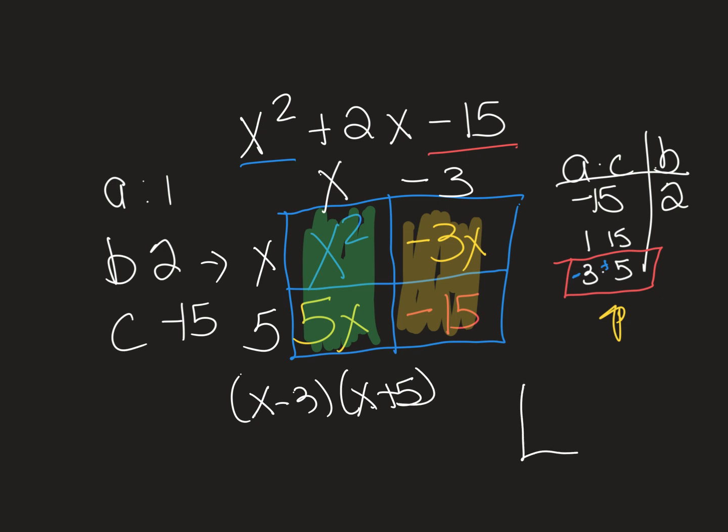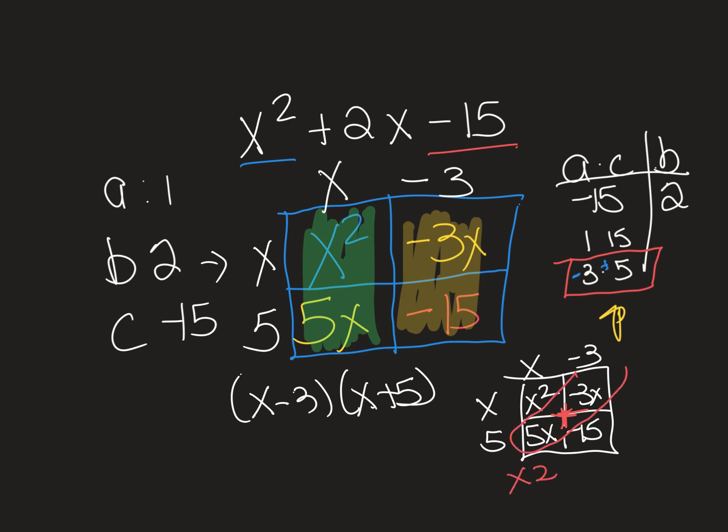Well, you can always put it back into the box and see if you get the same thing. Okay, I have my x squared, negative 3x, 5x, negative 15, right? Our box tells us what to do. Well, I have no x squares to pull out. Here, I'm left with positive 2x and negative 15. So these are the two binomial factors of that original equation.